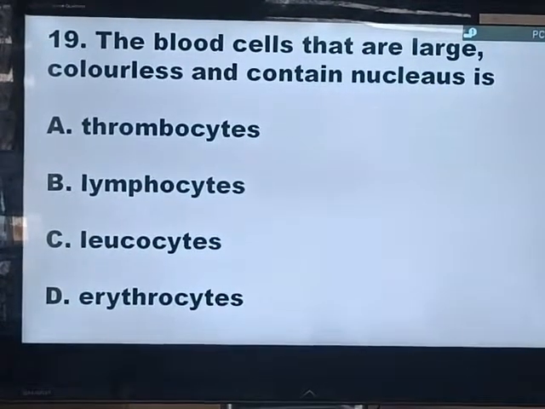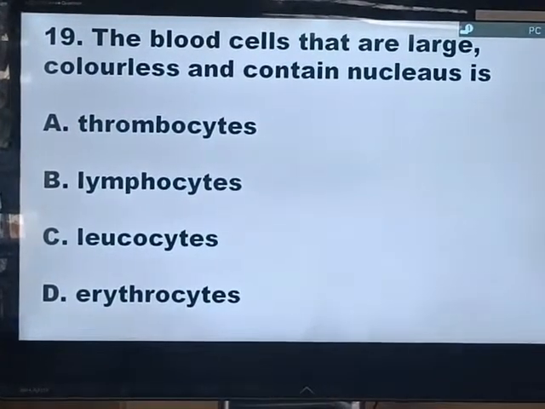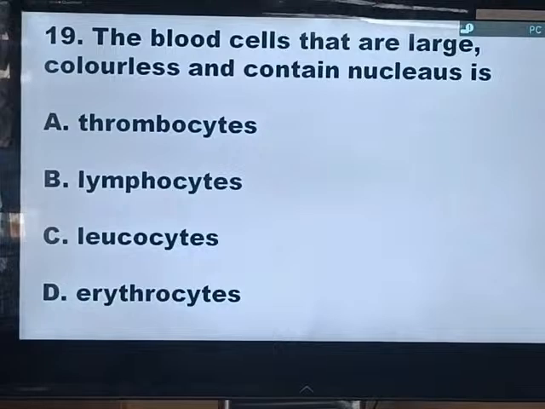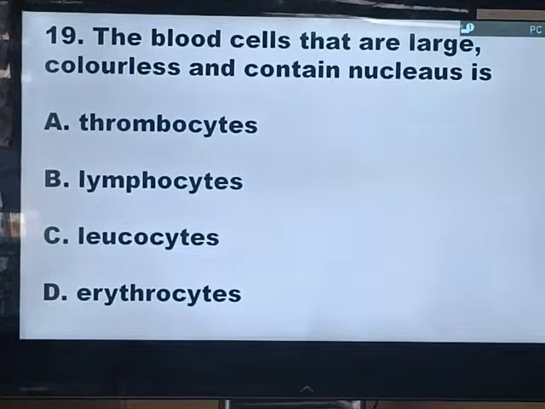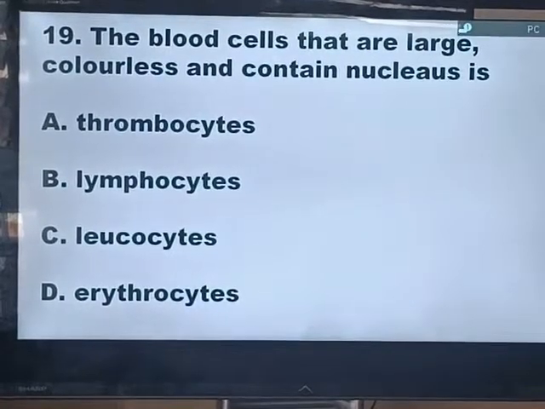Not only that, another thing that will tell us what the correct answer will be is it says contains nucleus. Mature red blood cells don't have nucleus. As a matter of fact, they lack so many cell organelles so that they can create space for hemoglobin for the transport of oxygen around the body. The same thing, platelets or thrombocytes also do not have nucleus. So we already know what the correct answer will be. The blood cells that are large, colorless, and contain nucleus is definitely option C, leukocyte. That's another name for white blood cells.